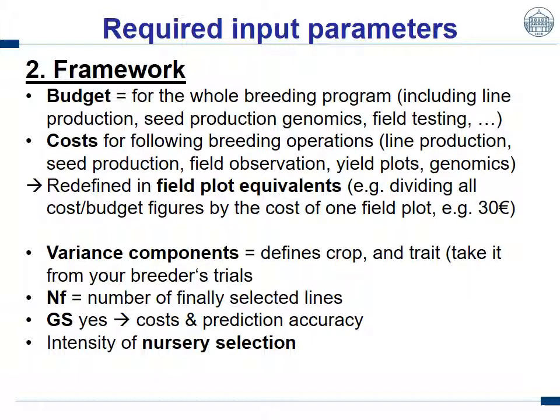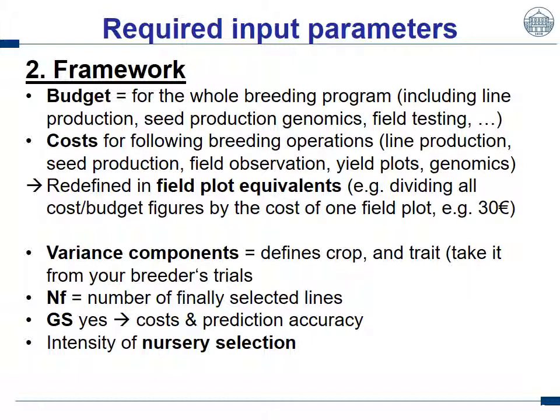Then you need the variance components, which define at the end the crop and the trait. And you can take this easily from your breeders' trials, because you have each year tests of your advanced lines. For instance, in my tests I have wheat trials, I have the grain yield data from them, from the ANOVA, then I can take the variance components out of there, which can be used here for the simulation.